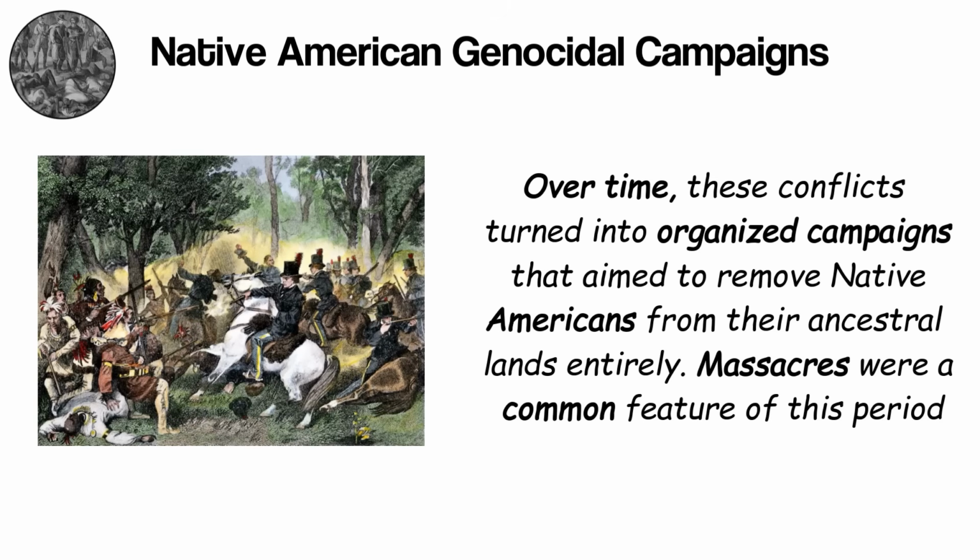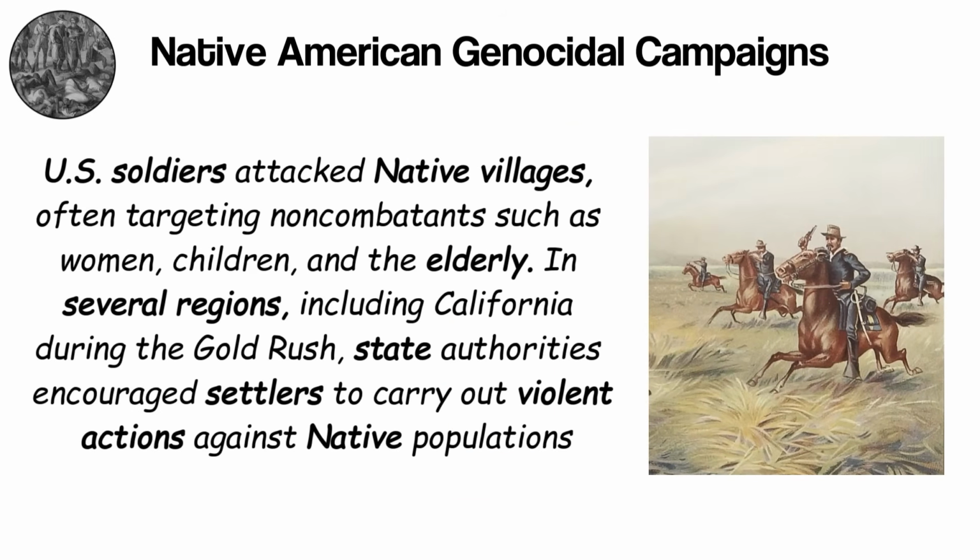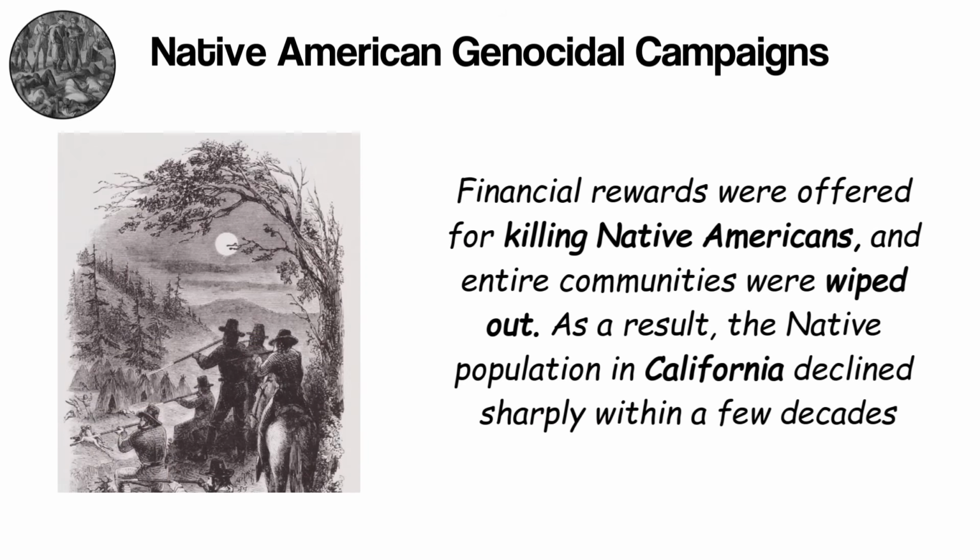Massacres were a common feature of this period. Armed militias and US soldiers attacked native villages, often targeting non-combatants such as women, children, and the elderly. In several regions, including California during the Gold Rush, state authorities encouraged settlers to carry out violent actions against native populations. Financial rewards were offered for killing Native Americans, and entire communities were wiped out. As a result, the native population in California declined sharply within a few decades.